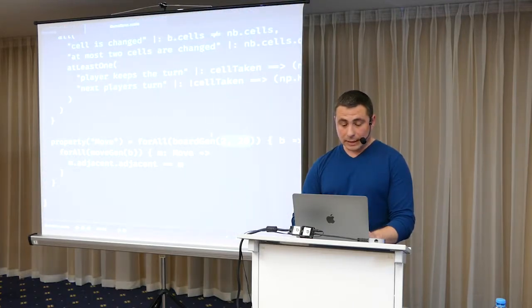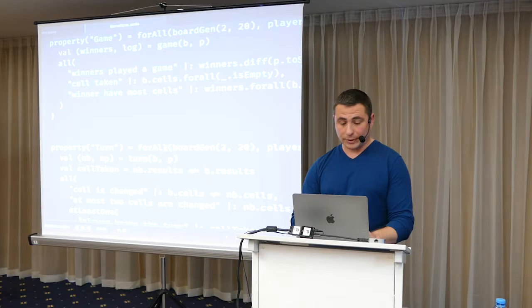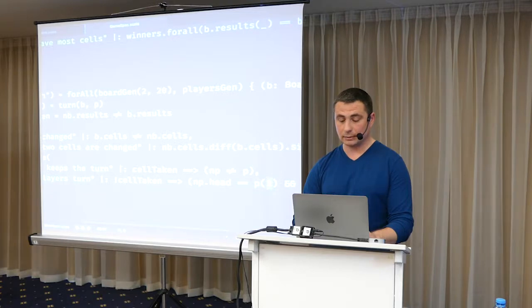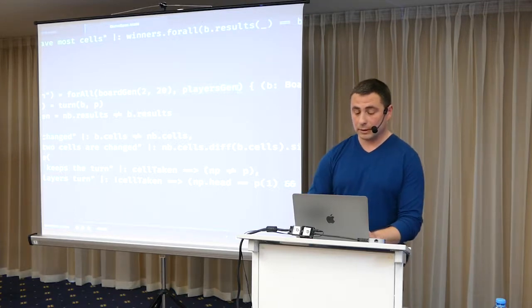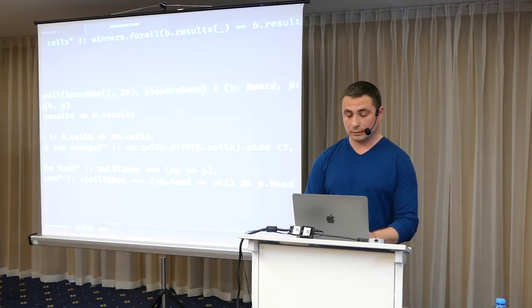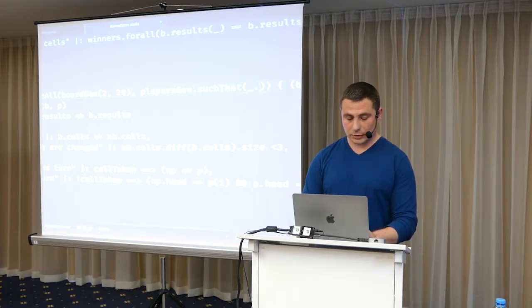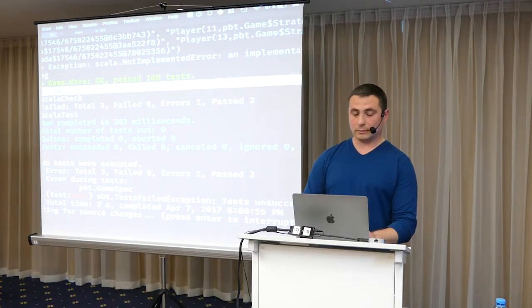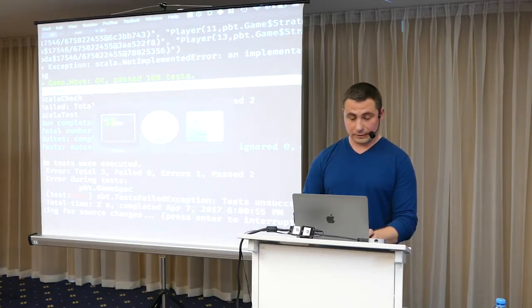What's that? So for our property turn, we generate some players, and then in the property we say the second player in the list should now be the first one, but we have no guarantee that there will be two players in this list. So let's just constrain our generator, such that any list which it provides should be of size 2 at least. We have our turn which passes. Congratulations. So now we are finished with the turn.